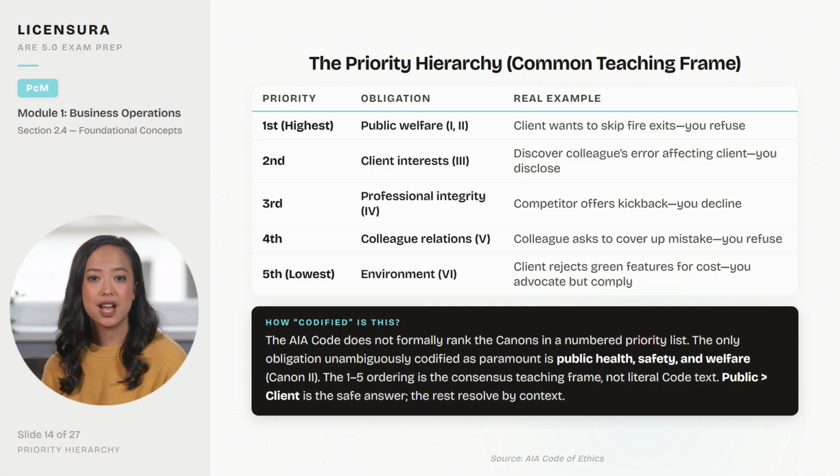When the exam presents a conflict between canons, identify which ones are involved, apply the hierarchy, and remember that public safety beats everything else. Next, we'll look at the specific rules of conduct that show up most frequently on the exam, especially the ones around plan stamping and conflicts of interest.